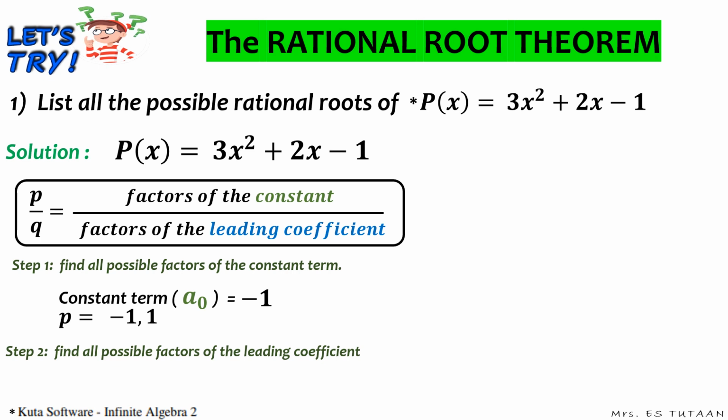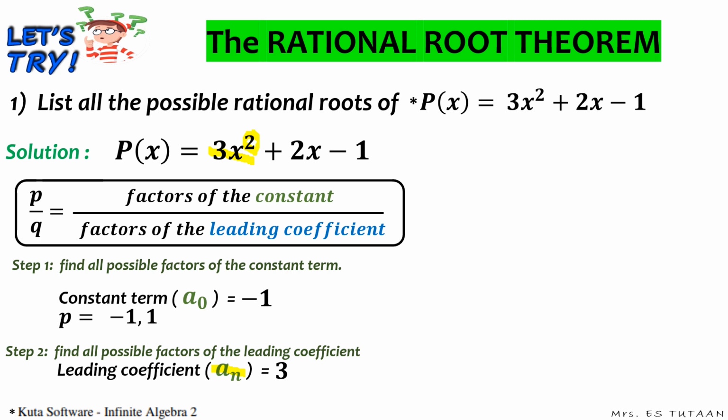Okay, step 2, find all the factors of the leading coefficient. Pag sinabi naman natin leading coefficient, yan yung numerical coefficient ng term na may highest exponent. So, in this case, ang ating term na may highest exponent ay itong 3x squared. Ito ang ating highest exponent. Yan yung ating leading term. So, ibig sabihin, ang ating leading coefficient ay yan, positive 3. Yung ibang book, ginagamitan nila ng symbol na a sub n. So, a sub n, leading coefficient, that is equal to 3.